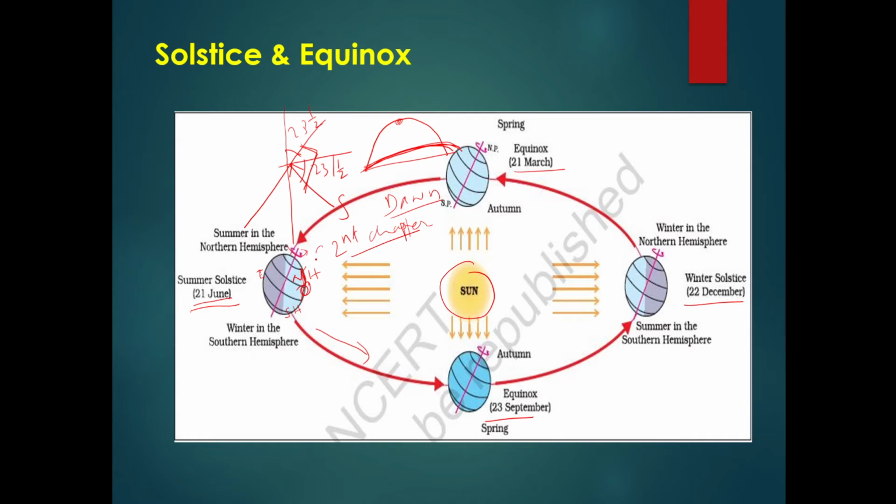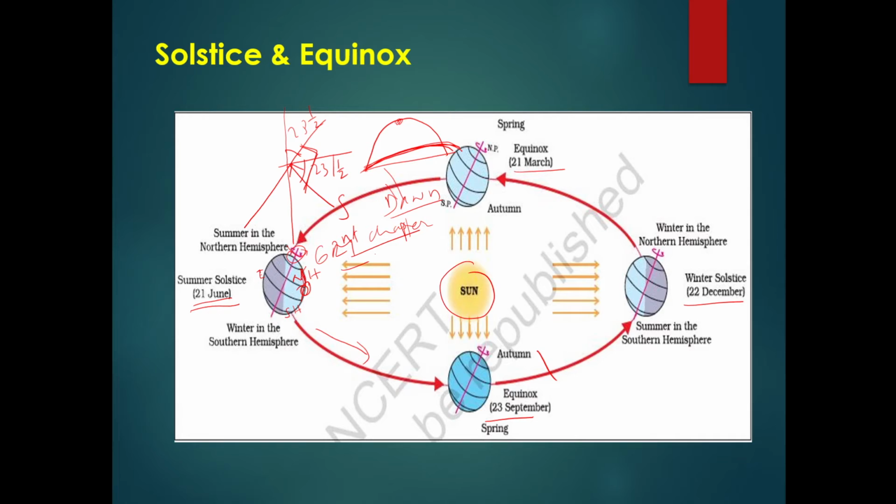So you will have 6 months of day at the North Pole, because it will remain tilted towards the sun all the time for a continuous 6 months, from here to here. So this will be tilted towards the sun, and at the same time the southern hemisphere has everything in reverse.